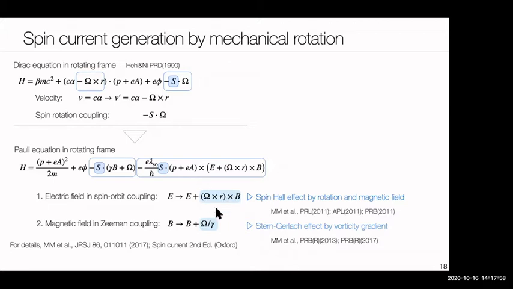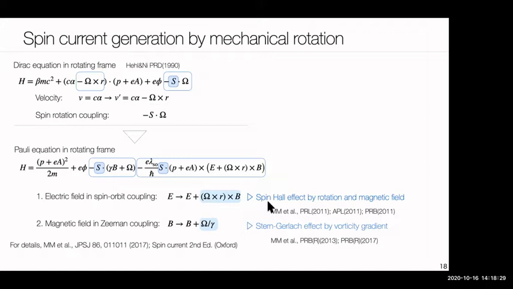This form is very similar to the V cross B term. Also, the Zeeman coupling is shifted by the spin rotation coupling. So we can consider two new types of mechanisms for spin current generation. The first one is by using this mechanical induced spin orbit coupling.